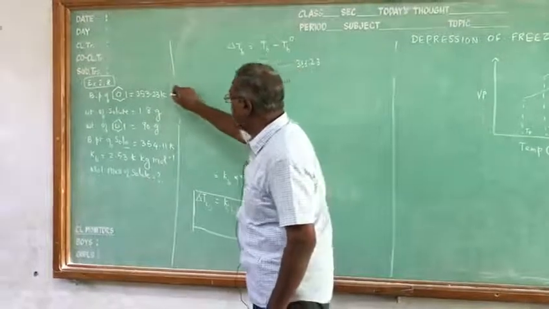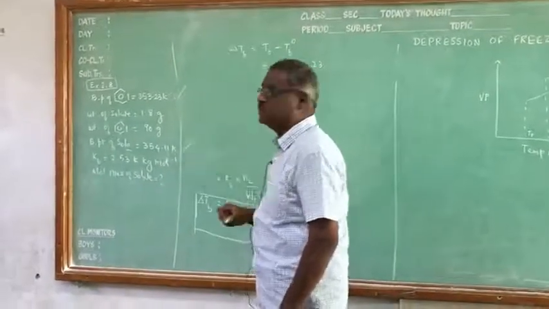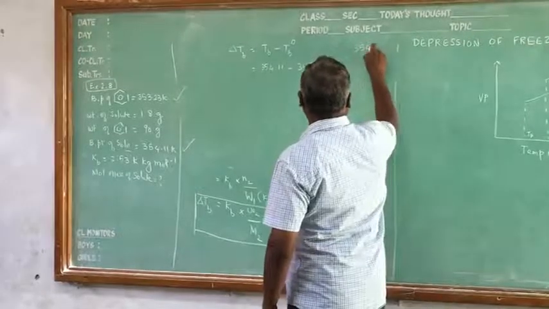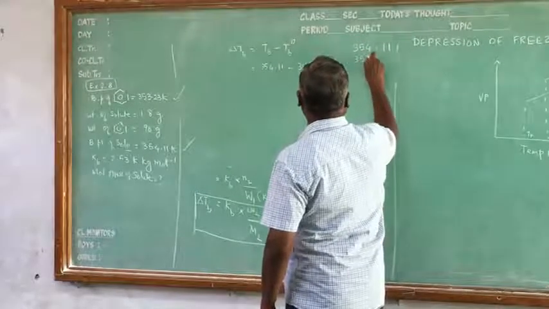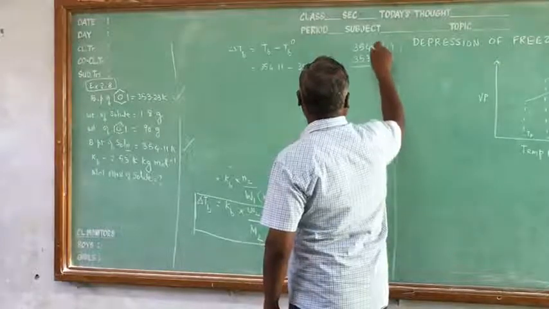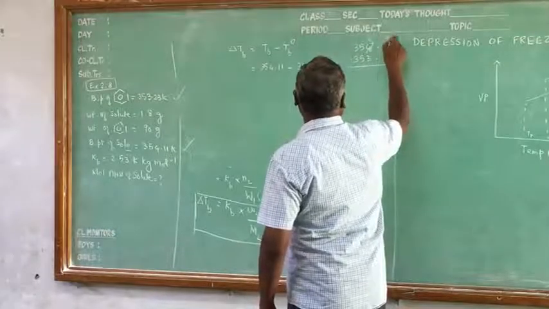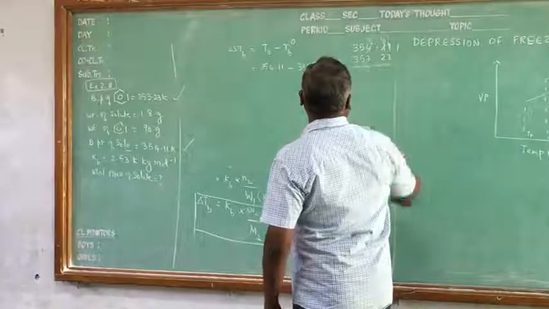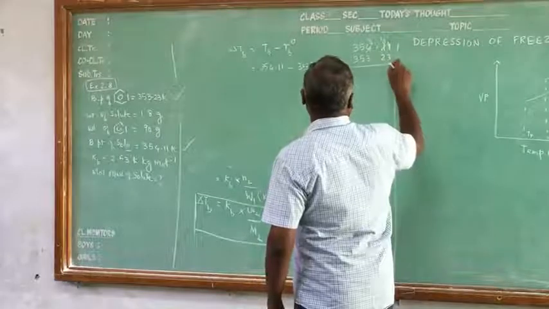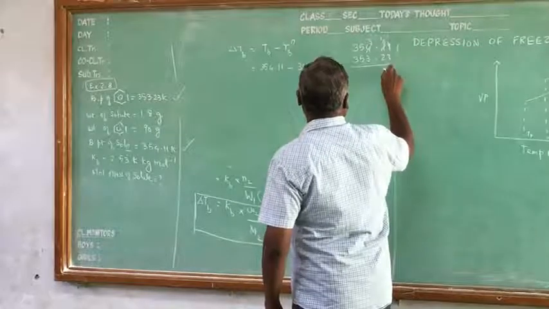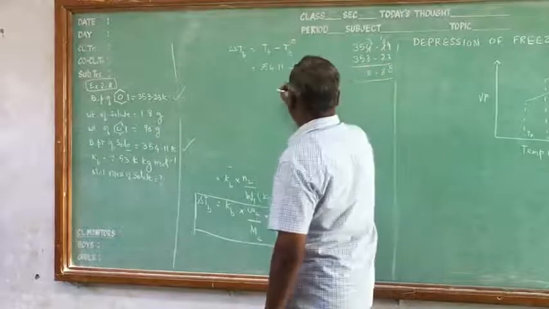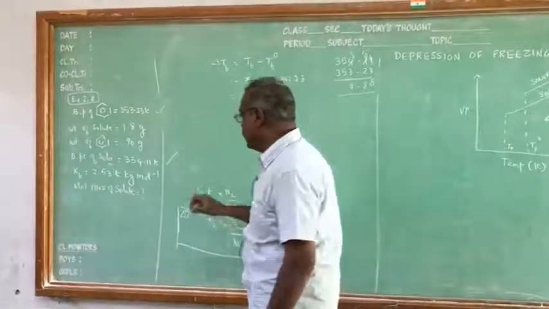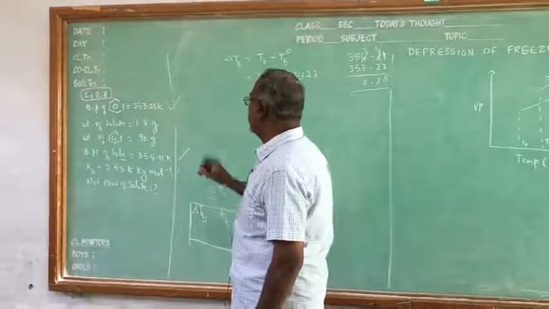353.23 is the solvent and 354.11 is the solution. Solution minus solvent, you subtract it. So you borrow, this will become 3, this will become 0, 10. So here 11 minus 3 is 8, 10 minus 2 is 8, 0.88. 0.88 is delta TB. Delta TB, the Kb value is given, so everything is given.